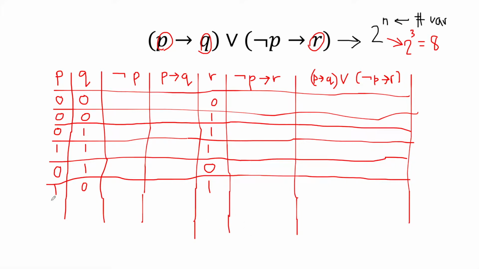And then we need also 1, 1, 1, 0. So we need 1, 1, 0.